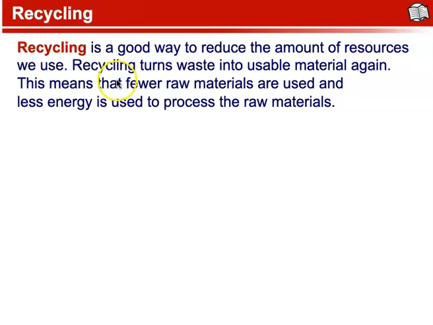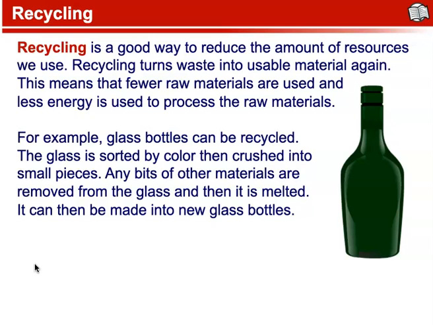Recycling is a good way to reduce the amount of resources we use. Recycling turns waste into usable material again. This means that fewer raw materials are used and less energy is used to process the raw materials. For example, glass bottles can be recycled. The glass is sorted by color, then crushed into small pieces. Any bits of other materials are removed from the glass and then it is melted. It can be made into new glass bottles.